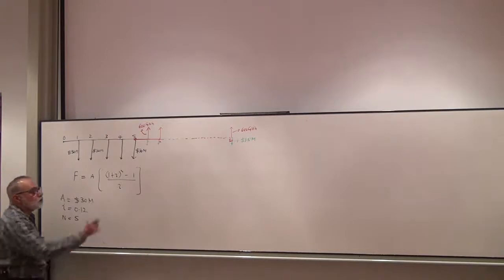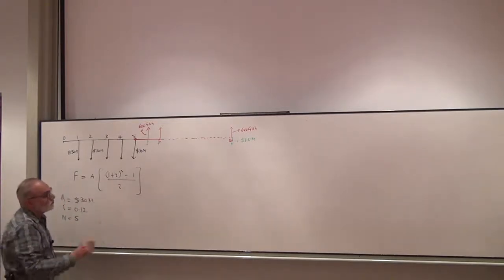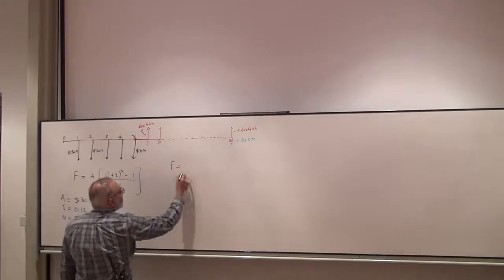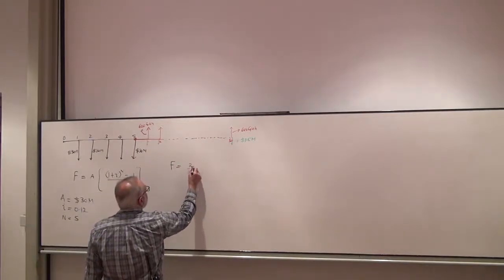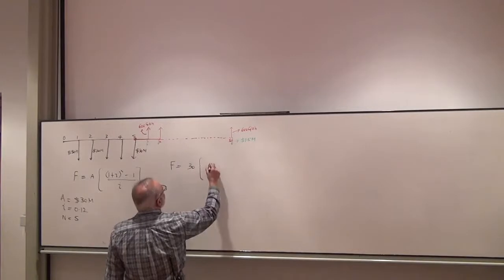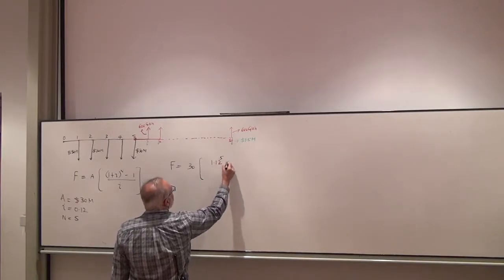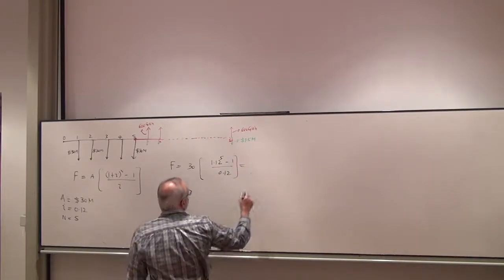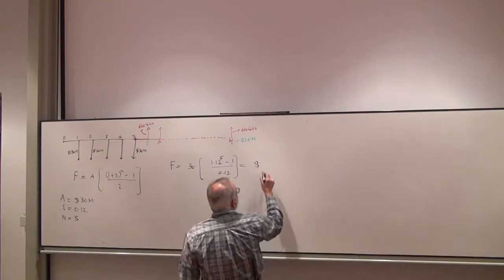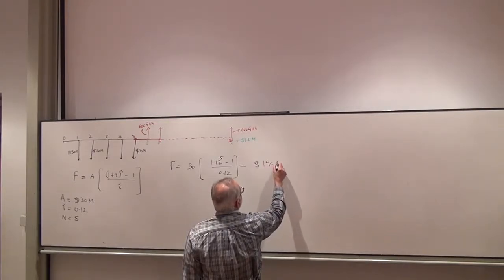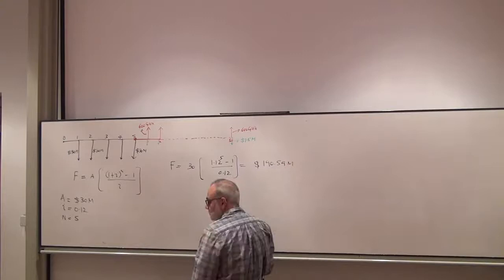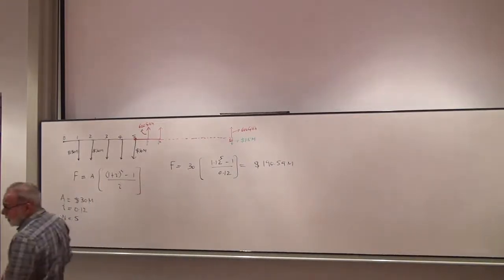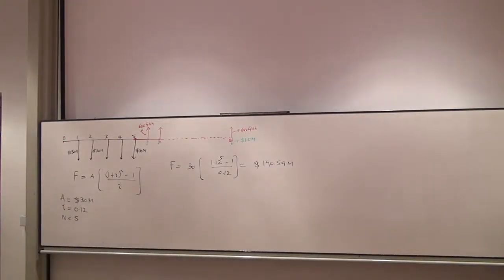And you will have the future value, which can be easily found out. You put the value here, 30, and then 1.12 raised to power 5 minus 1 divided by 0.12, and I suppose, if I remember, it is $190.59 million. I think you can check it out. This will come. Okay. Any questions?